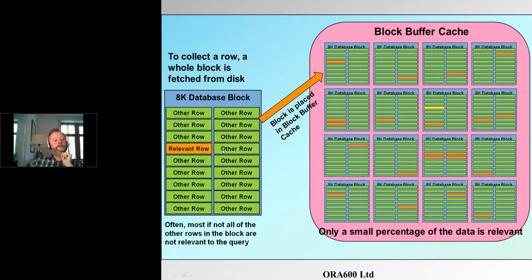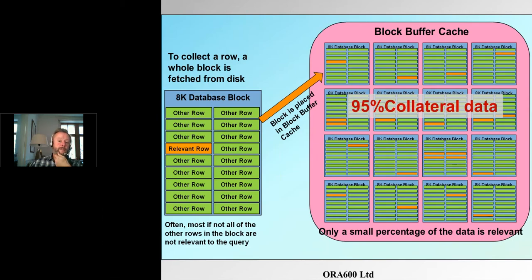Now if every time you go and select the row or rows that you want, it comes with a load of other rows you're not interested in, or at least not interested in at the moment, that means that your block buffer cache is going to be full of rows that you don't want to process. And I call this collateral data. And it's effectively wasting your block buffer cache. It's reducing your buffer cache down to 5% of what you've actually allocated.